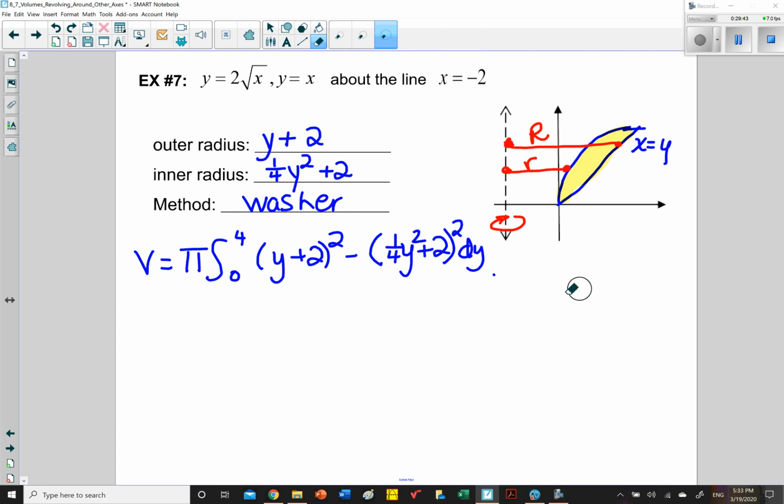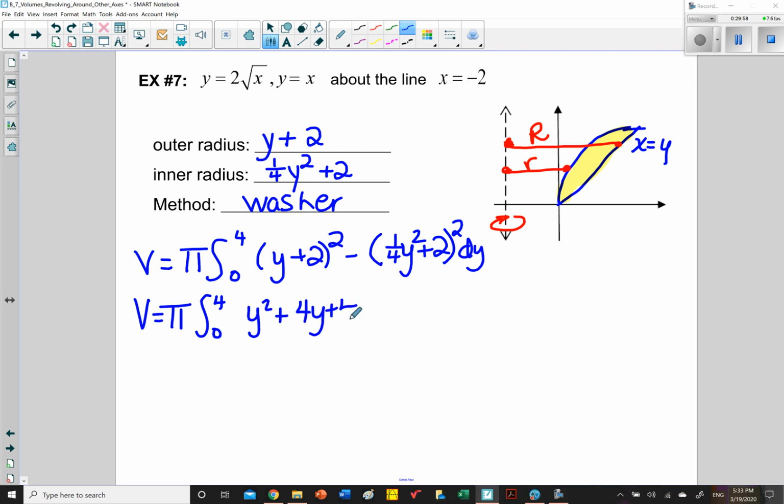Get rid of that. Expand those out. Pi from 0 to 4. We got y squared plus 4y plus 4 minus 1/16 y to the 4th minus y squared minus 4 dy. And what's going to go away? So the y squareds are gone. The 4's are gone. And we got 4y minus 1/16.